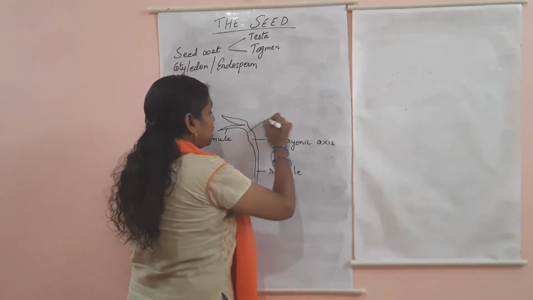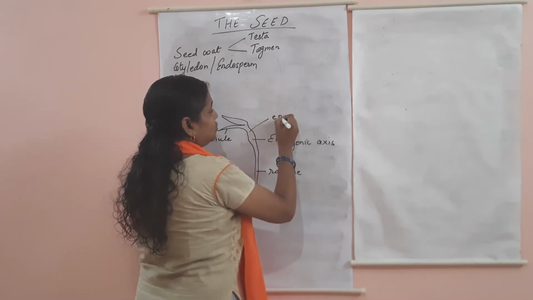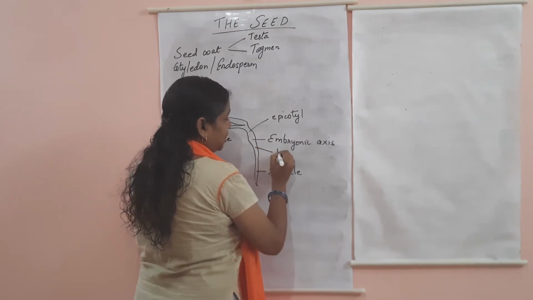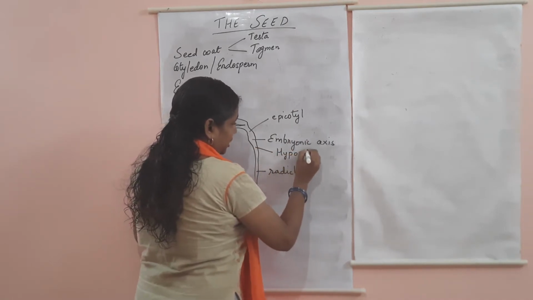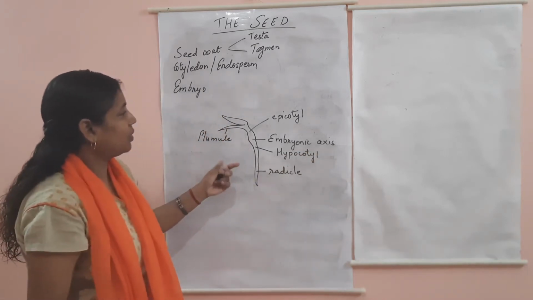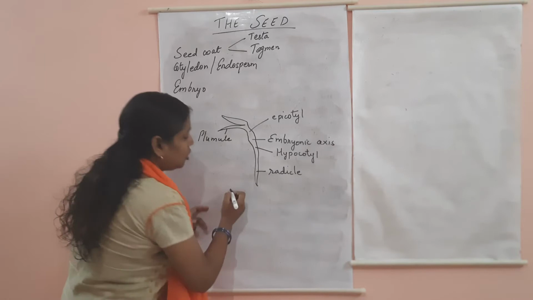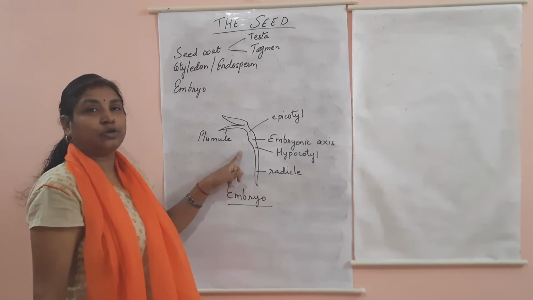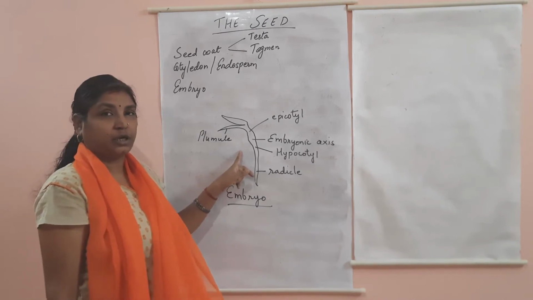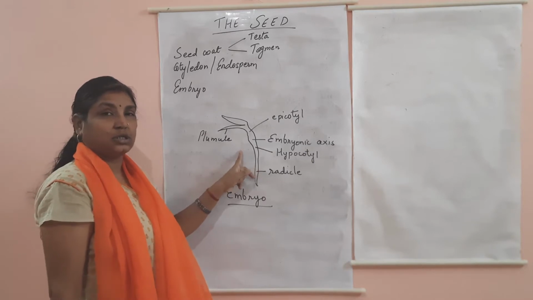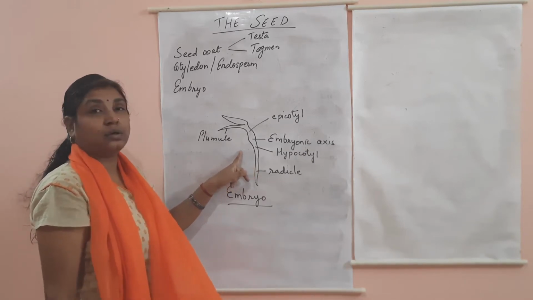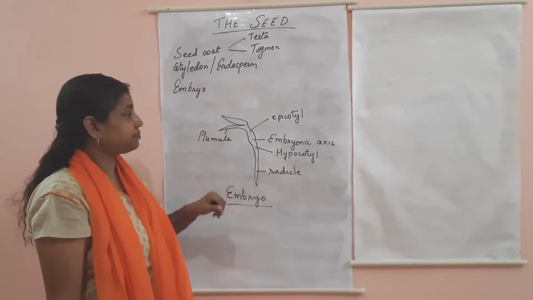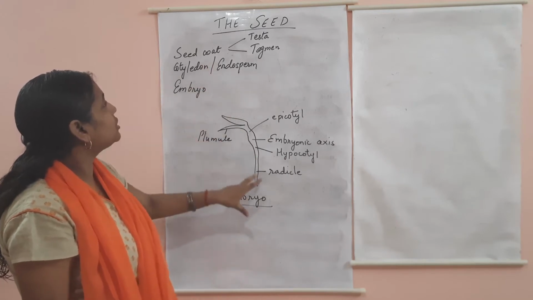The part just above the embryonic axis is known as epicotyl, and the part just below the embryonic axis is known as hypocotyl. So this is your embryo, the internal parts of your embryo. Now this embryo remains protected either by cotyledon in dicot seeds or in monocot seeds, it is protected by your coleoptile and coleorhiza. This is the general introduction about your seeds.